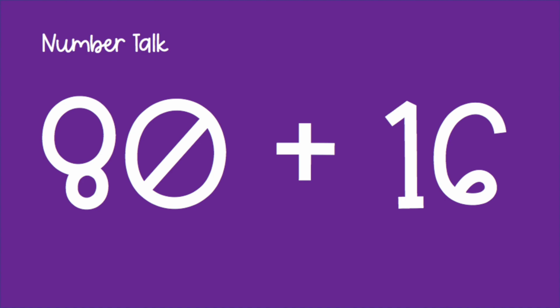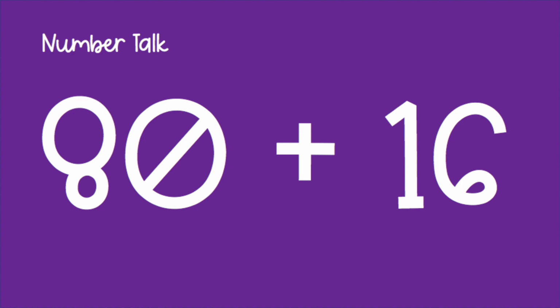Some ways that we could solve 80 plus 16 if you're totally lost are we could start at 80 and count up 81, 82, 83, 84, 85, 86, 87, 88, 89, 90, 91, 92, 93, 94, 95, 96. That's one way. We could count on our fingers. Another way might be that we show this with base 10 blocks and we add 8 tens plus 1 ten, that's 9 tens, and then 6 ones, which makes 96.